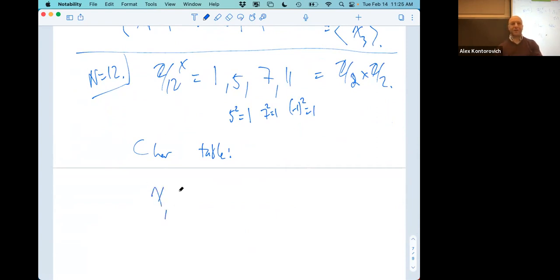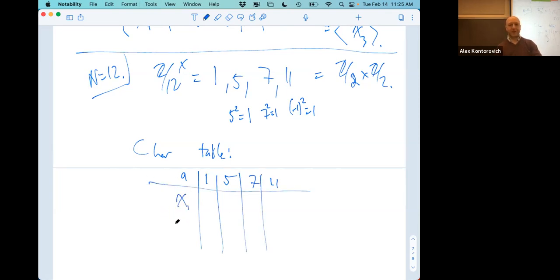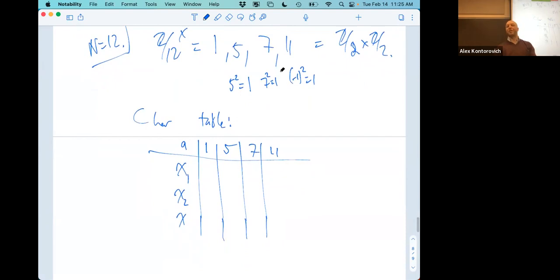So we have our characters, chi and A. Let me leave a little room. A goes 1, 5, 7, 11. And our characters will be chi 1, chi 2. Well, I don't know how many chi's. I could determine 5 and 7. Once I determine 5 and 7, 11 is 5 times 7. 5 times 7 is 35, which is -1. 36 is a multiple of 12. So once I determine 5 and 7, then I know everybody else.